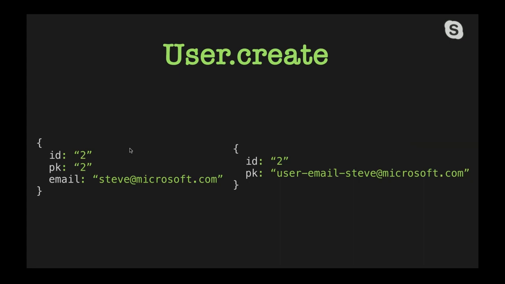Again, we're going to store information twice. We're going to have two documents. The first one is going to be the actual user document with all the information. And the second one is going to be using the partition key almost like a secondary index, right?